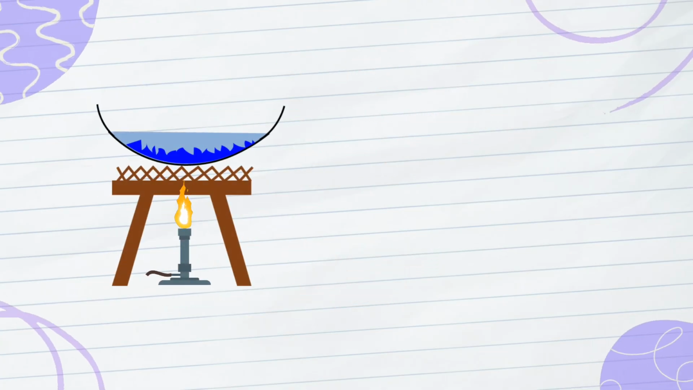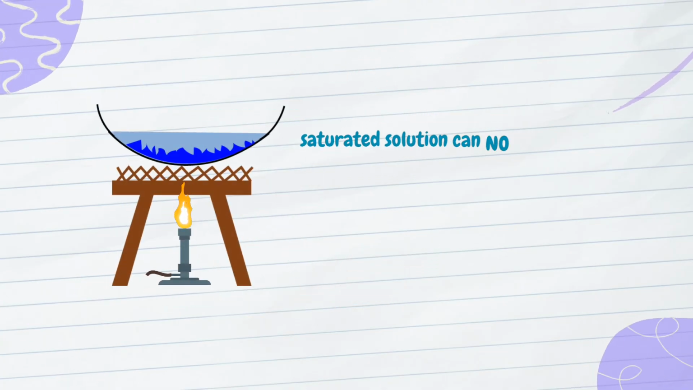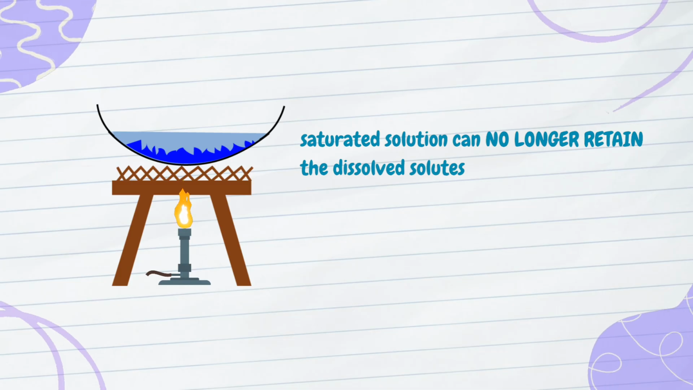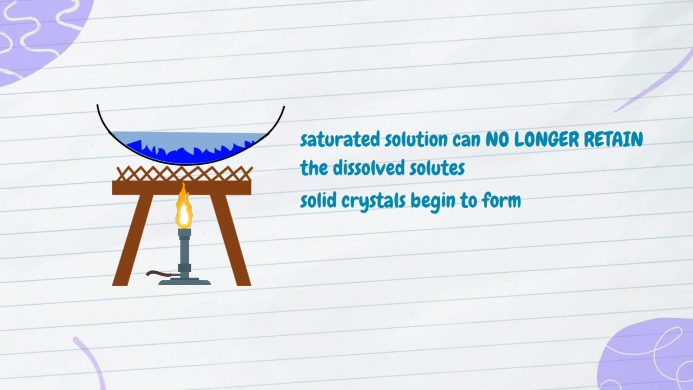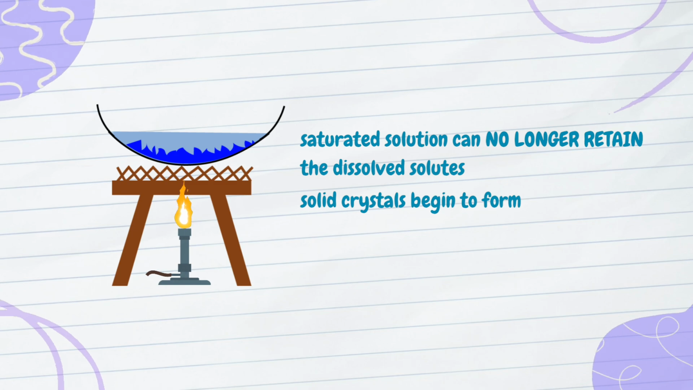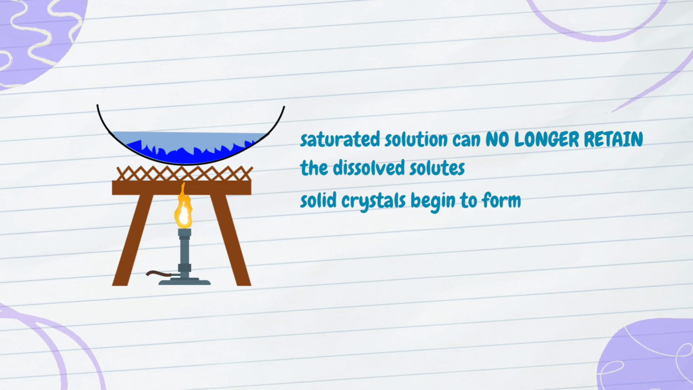An essential aspect of evaporation is the point at which the saturated solution can no longer retain the dissolved solutes. Consequently, solid crystals begin to form within the solution. This transition is a key phase, as it marks the separation of the desired solutes from the liquid mixture.